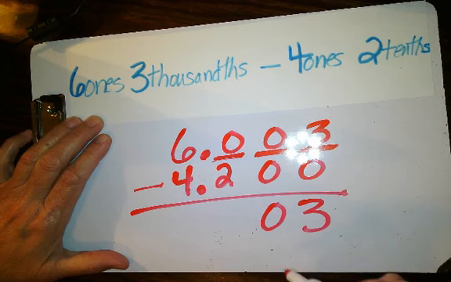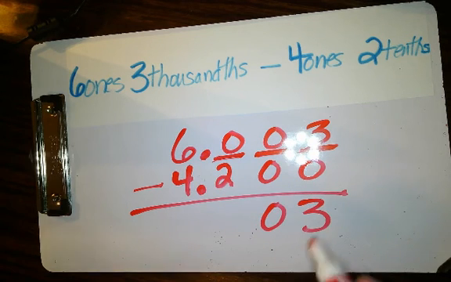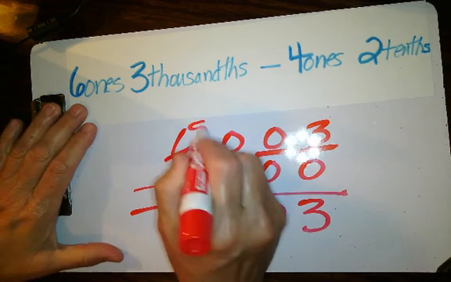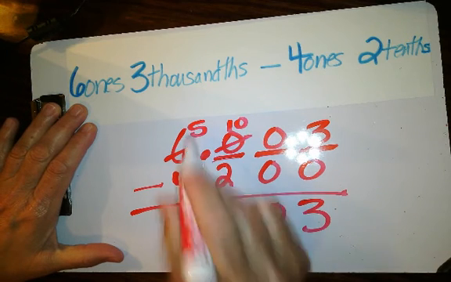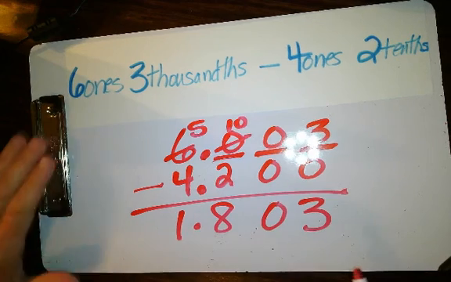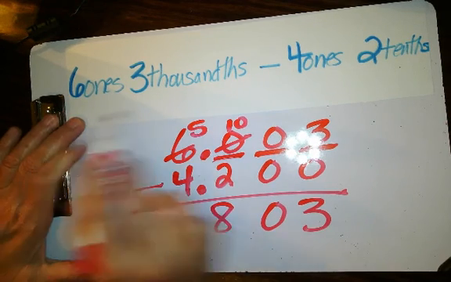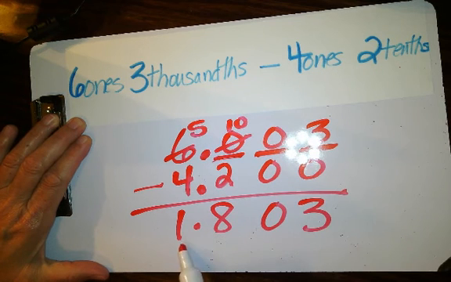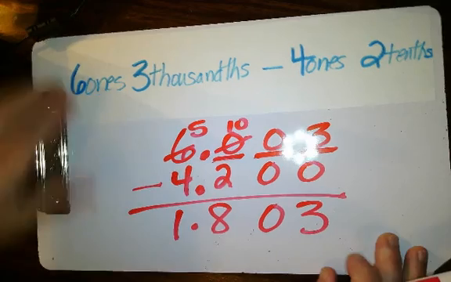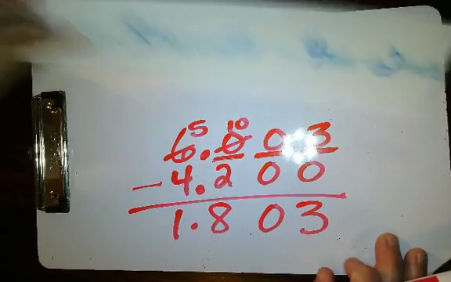0 minus 2 is, what do I have to do? I have to regroup. 10 minus 2 is 8. 5 minus 4 is 1. My answer to 6 ones, 3 thousandths, minus 4 ones, 2 tenths is 1 and 803 thousandths. Let's look at another problem.